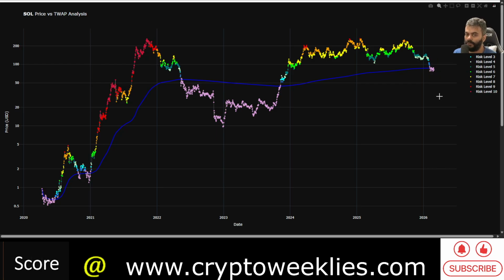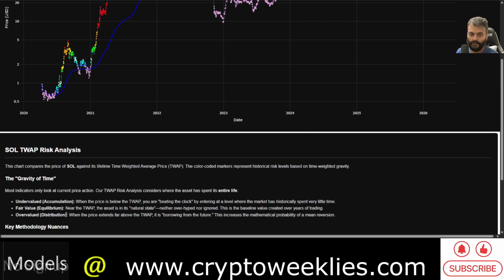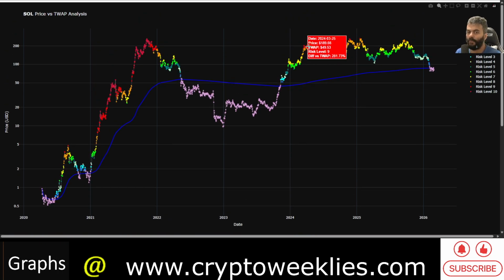If the extension goes to 50%, then 50% of 90 is $45. So the range is between $45 and $65 for SOL's bottom per the time weighted average price approach. Nonetheless, this model also helps identify the overvaluation, where the price extends so far from the time weighted average price that it is essentially borrowing from the future.